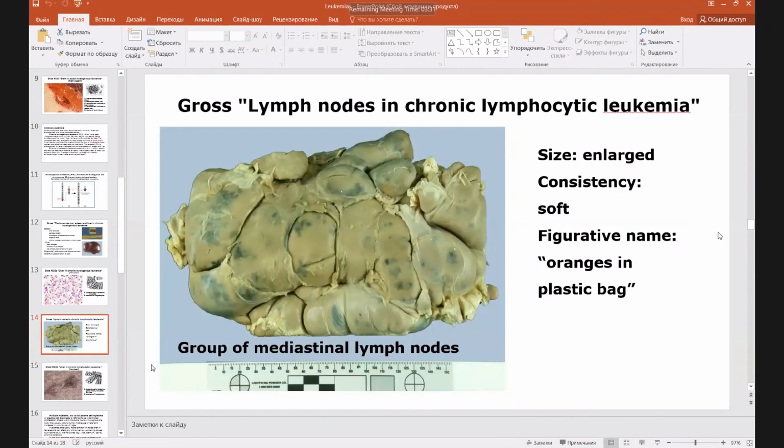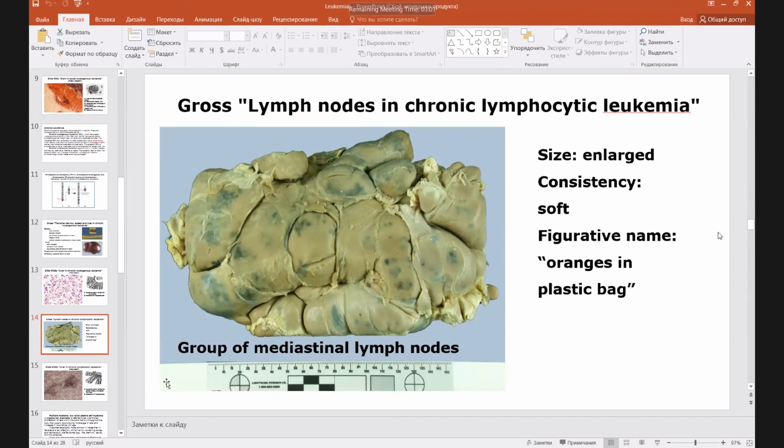The next variant of chronic leukemia is called chronic lymphocytic leukemia. I told you earlier, the lymph nodes are always affected in this disease. The liver and the spleen too, of course. In all types of leukemia, we can reveal the enlargement of the spleen and the liver. And in chronic lymphocytic leukemia, lymph nodes are always affected.